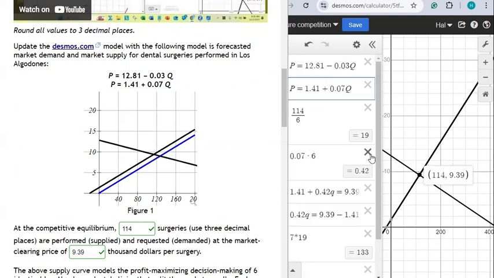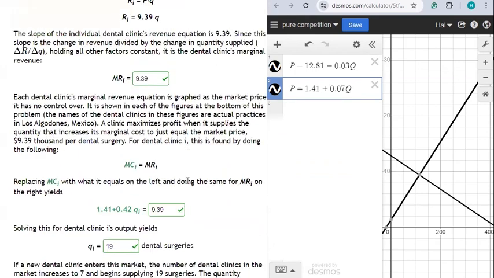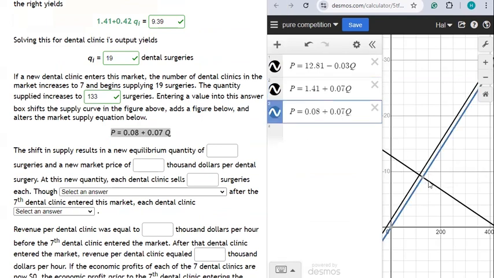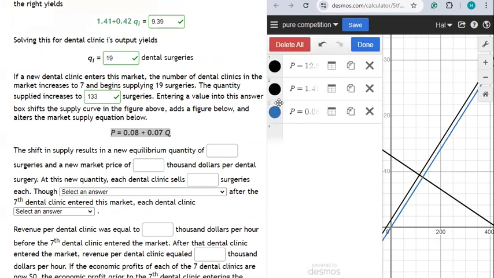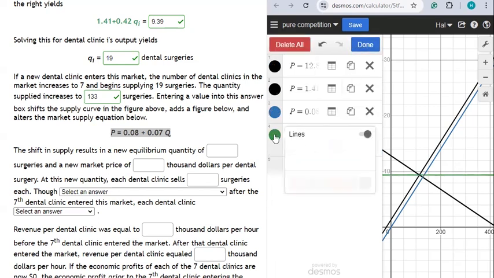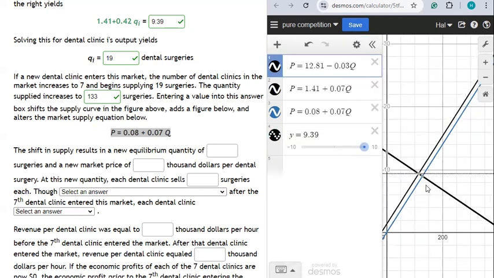Let's put in our new supply curve. Also notice down here that we get the equation for our new supply curve, right? If this color isn't blue, you can come up here, change the color, and then make it blue. Okay, I'm going to put another line in here. I'm going to call it y equal, and my price is 9.39. I'm going to change this to black dashed, and then I'm going to thin it out. I'm going to zoom in a little bit.